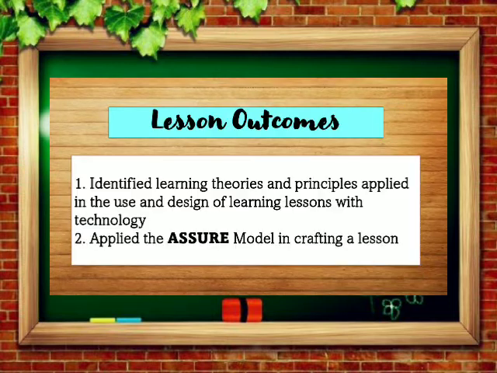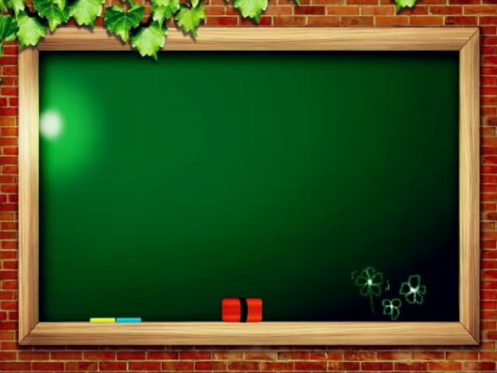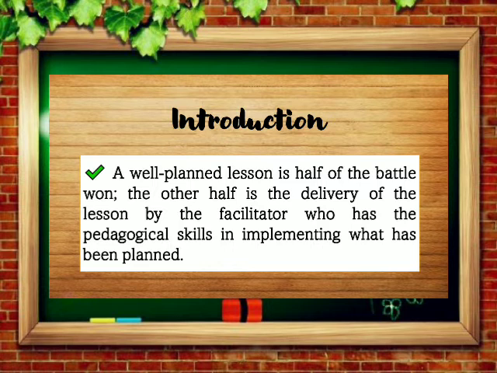This is the lesson outcomes. Number 1, identify learning theories and principles applied in the use and design of learning lessons with technology. Number 2, apply the ASSURE model in crafting a lesson. Let's move on to the introduction.